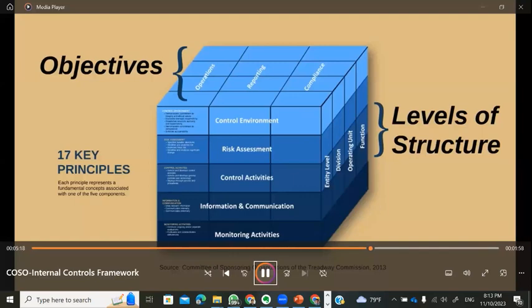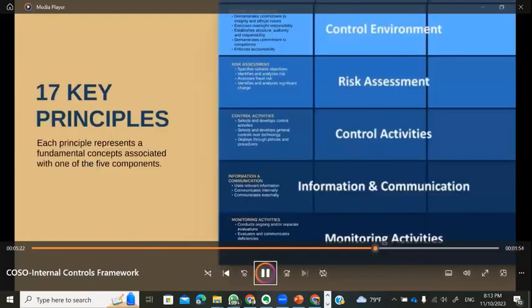Finally, I want to highlight the 17 integrated framework principles, which represent the fundamental concepts associated with the 5 components. You will see them listed out here, categorized along each of the 5 components. Because these principles are drawn directly from the components, your organization can achieve effective internal controls by applying all these principles. For a closer look at these principles, I would encourage you to review the handout by COSO. I have included a link to this handout for your reference in the video description below.